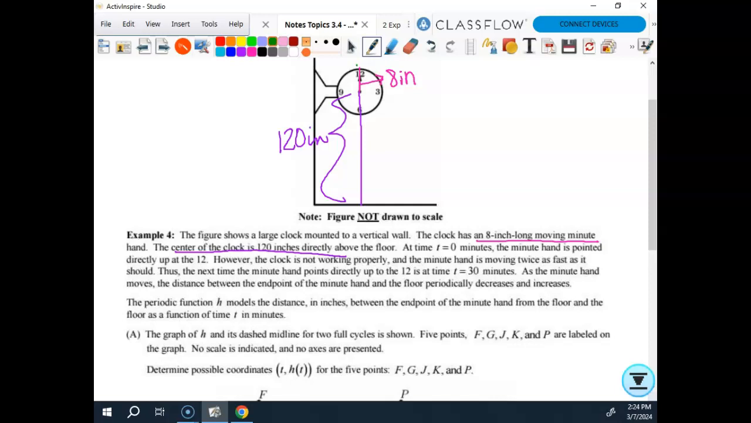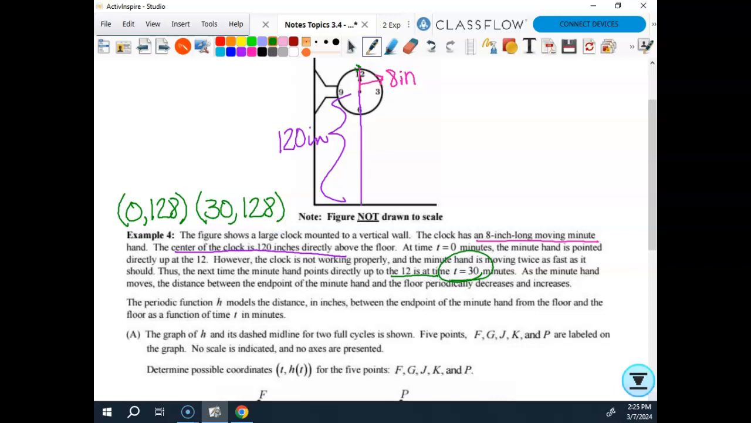So then the next time it's up at the 12 is t equals 30. The next time it's right here. So at 0, when t is 0, we are the maximum distance from the ground. What is that distance? 128. 30 minutes later, when my t-value is 30, I'm in the same place, which is 128.